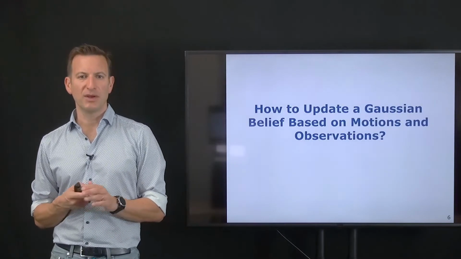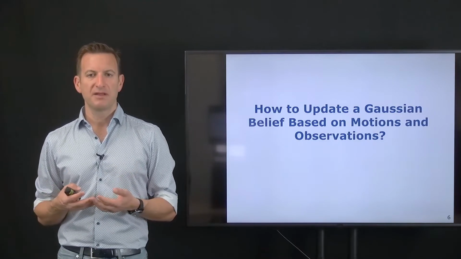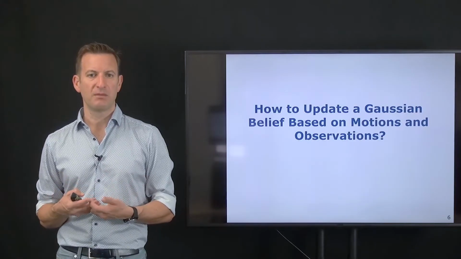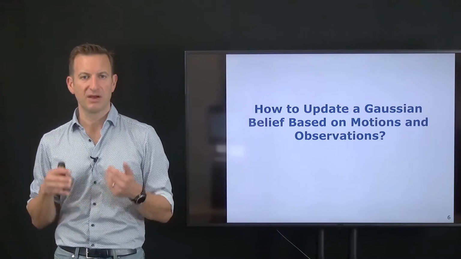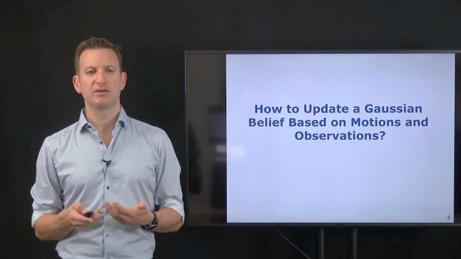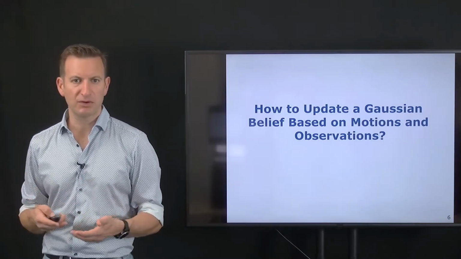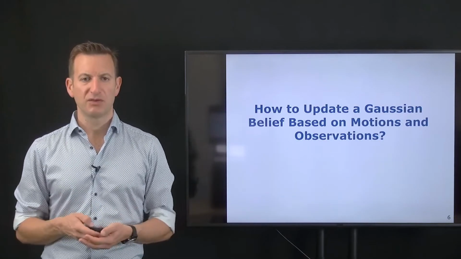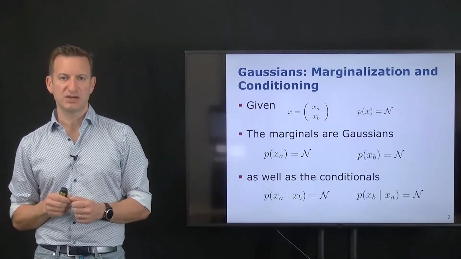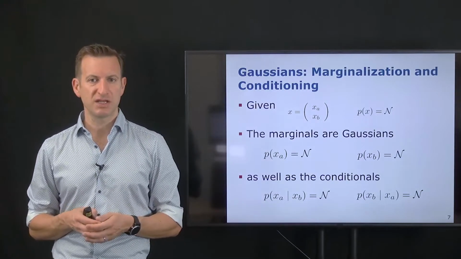Okay, so the question is, if everything is Gaussian, we start with a Gaussian belief. How do we update this Gaussian belief based on my motions and my observations? That's one step that the Kalman filter is executing. What we need in order to derive those equations: you can do these derivations from a probabilistic point of view, but you can also do the same from a linear algebra point of view. The two key operations typically needed in most of the derivations are marginalization and conditioning of Gaussian distributions.